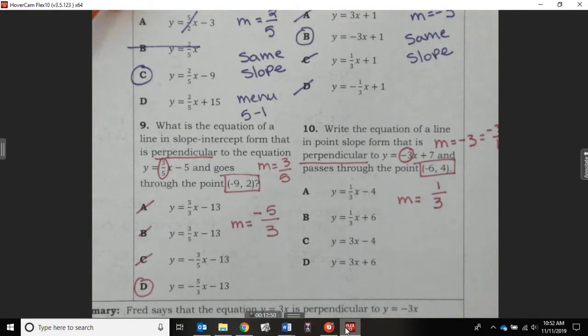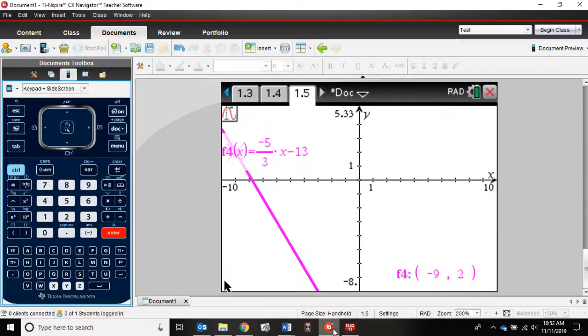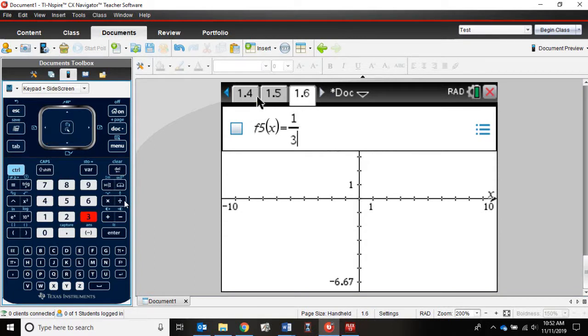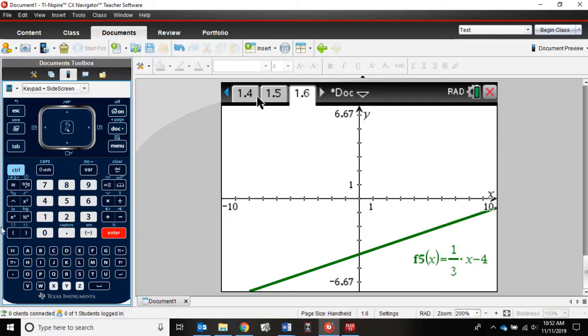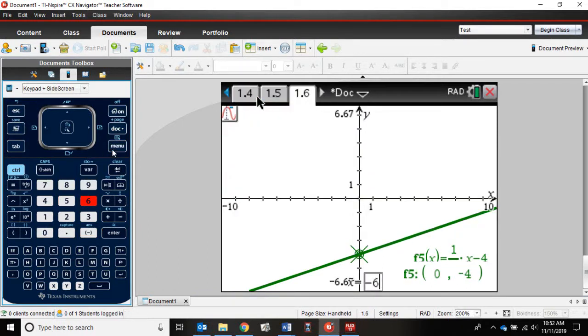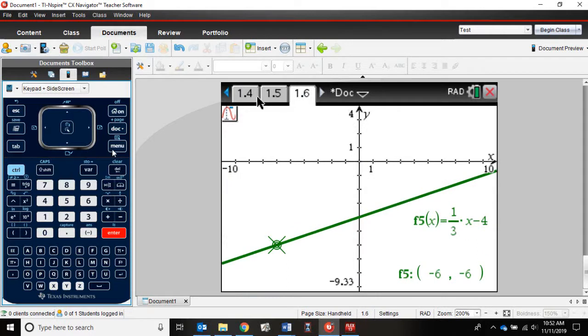So if my slope is positive 1/3, I can eliminate C and D as answer choices, but I need to check to see if it goes through the correct point. So we will consult our calculator for that. I'm going to go to a graph page, and I'm going to type in the answer for A, which is 1 over 3, x minus 4. And we're checking the point negative 6, so I do menu 5-1, type in negative 6. And that is not at negative 6, 4. So A cannot be the correct answer.